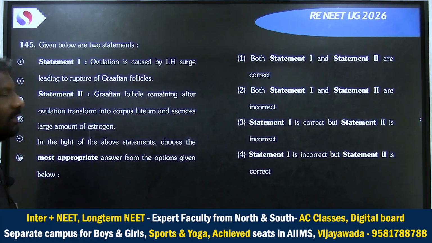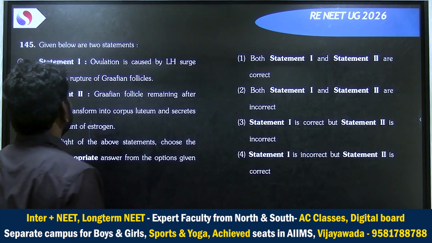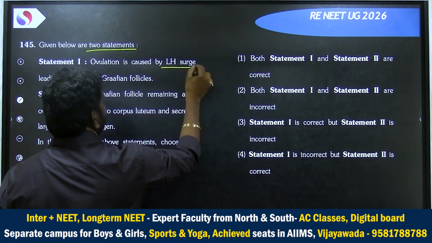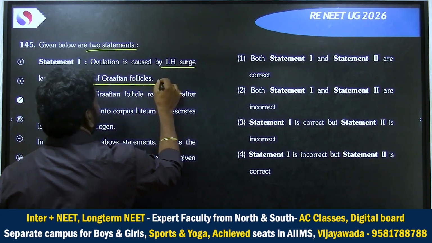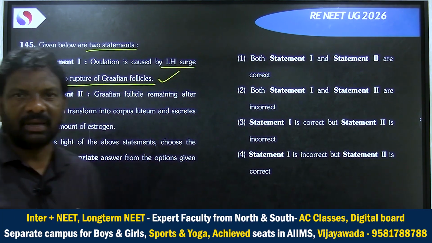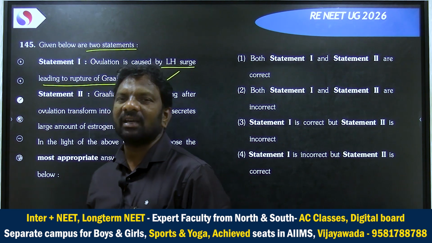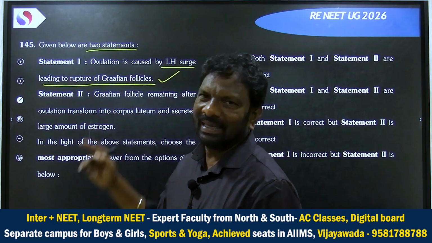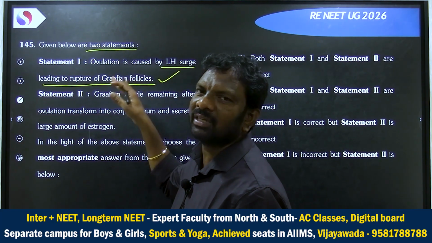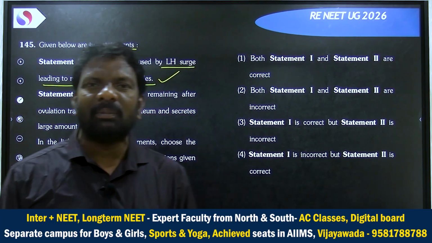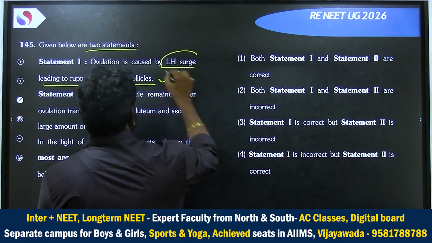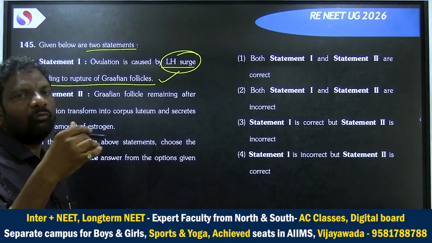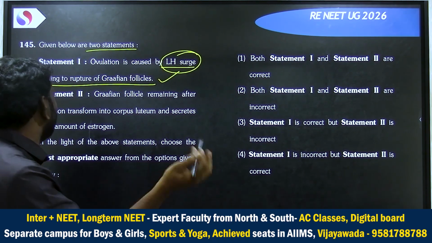Next one: given below are two statements. Statement 1: Ovulation is caused by the LH surge leading to the rupture of the Graafian follicle. Statement 1 is true. LH surge means high secretion of luteinizing hormone at the end of the follicular or proliferative phase, at about the 14th day of the menstrual cycle in the majority of females. That is called the LH surge. Due to the LH surge, the Graafian follicle ruptures and releases the ovum into the body cavity. That is called ovulation.